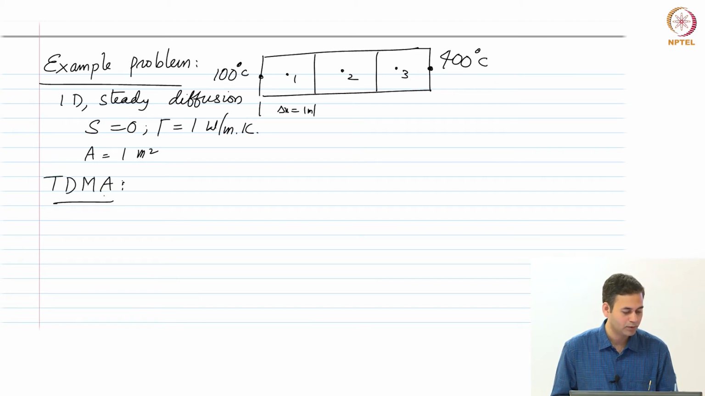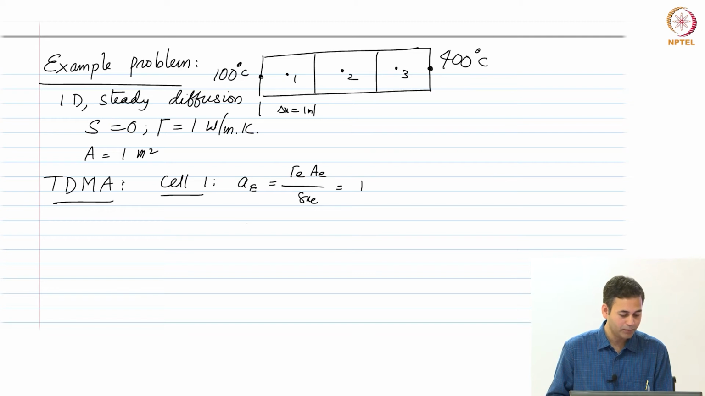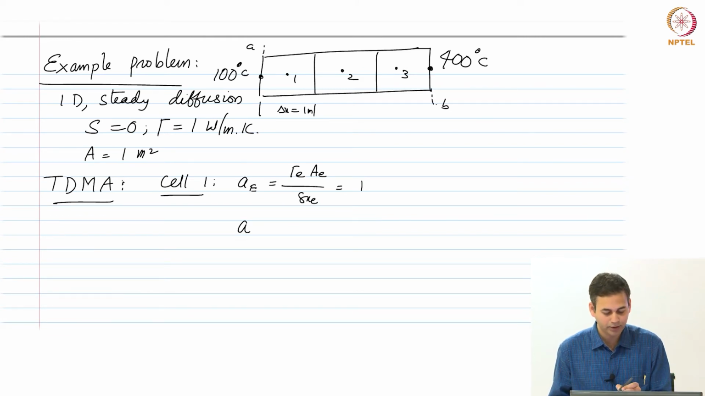So we are applying a direct method, but first we need the equations. So what would be the equations? Can you tell me, if I take cell 1, what would be A east? A east is gamma east, A east by del x E, right? So gamma is 1, A is 1, del x is 1, all of them are 1, A east is 1. What would be A west? We do not have A west, we have something known as AA, if we call this boundary A and this B. This is our A west.